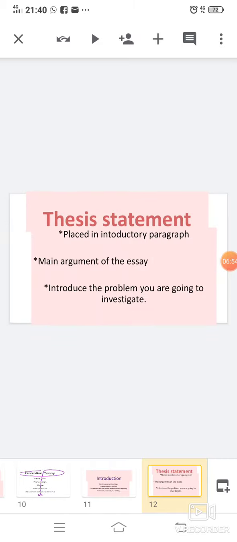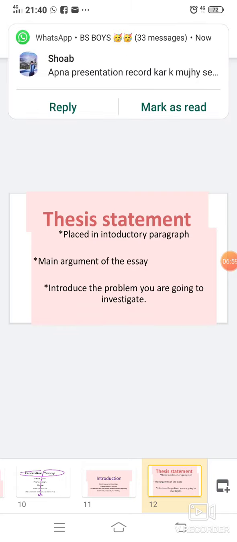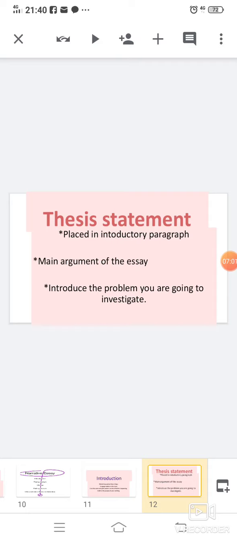Now in this particular slide, we shortly discuss what a thesis statement is. The thesis statement is another important element of your essay. It should be placed in the introductory paragraph and can later be restated in your conclusion to strengthen the effect of the essay. A thesis statement is your main argument. Its main goal is to introduce the problem you are going to investigate in your work and to spark the reader's interest.